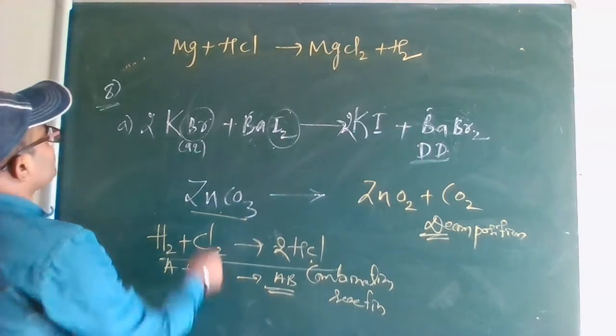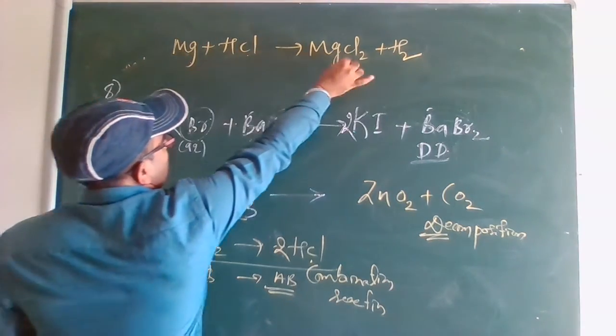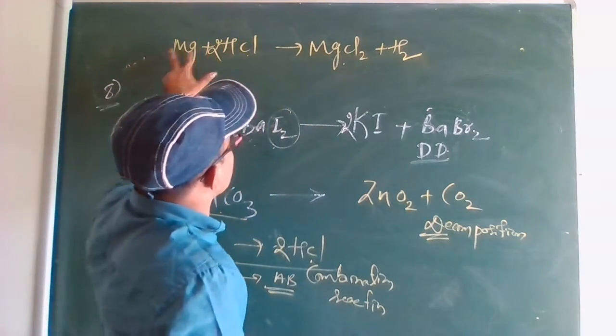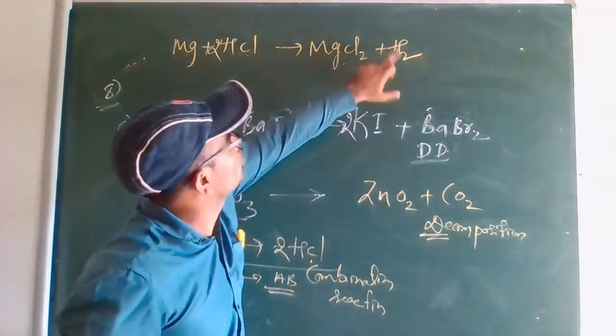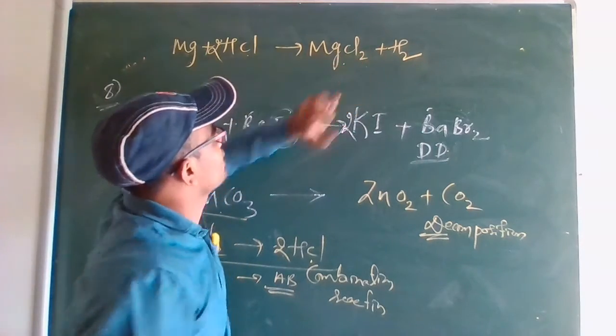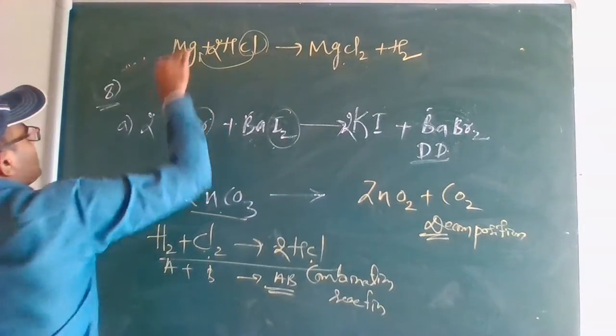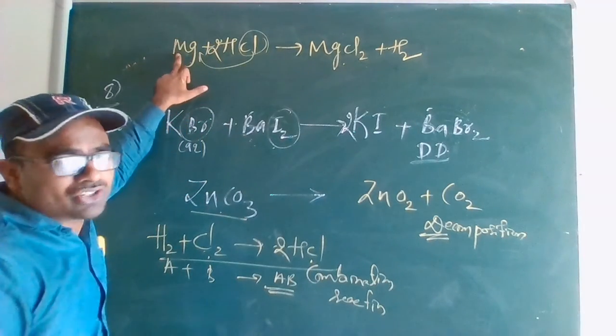So magnesium, HCl, so magnesium chloride needs two, so here it becomes two. So magnesium, 2H, 2Cl, 2Cl. Yes, done. So here only Cl is getting displaced and it reacts with magnesium.